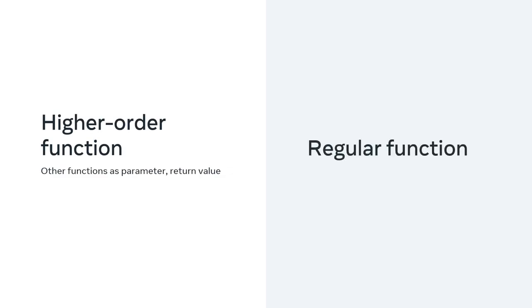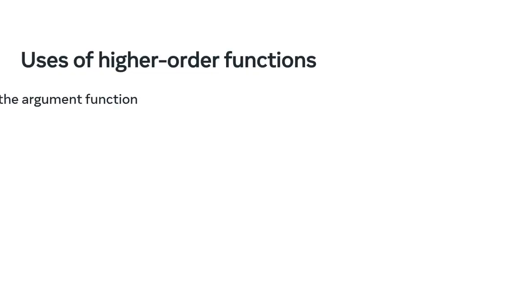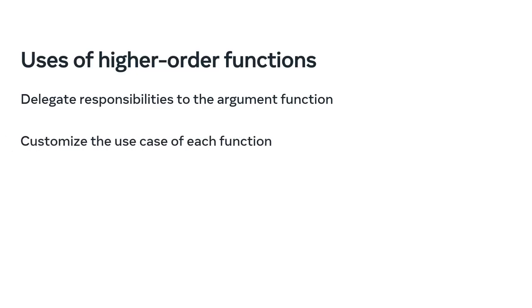A regular function usually has arguments of string, integer, or any other custom type. Having a function or a lambda as an argument of another function allows you to delegate a part of its responsibilities to the argument function. Therefore, the scope of tasks handled by a single function is reduced. Also, this enables you to customize the use case of each function execution without overloading it with if-else or when statements. Let's see in a real-life example how it can be useful.